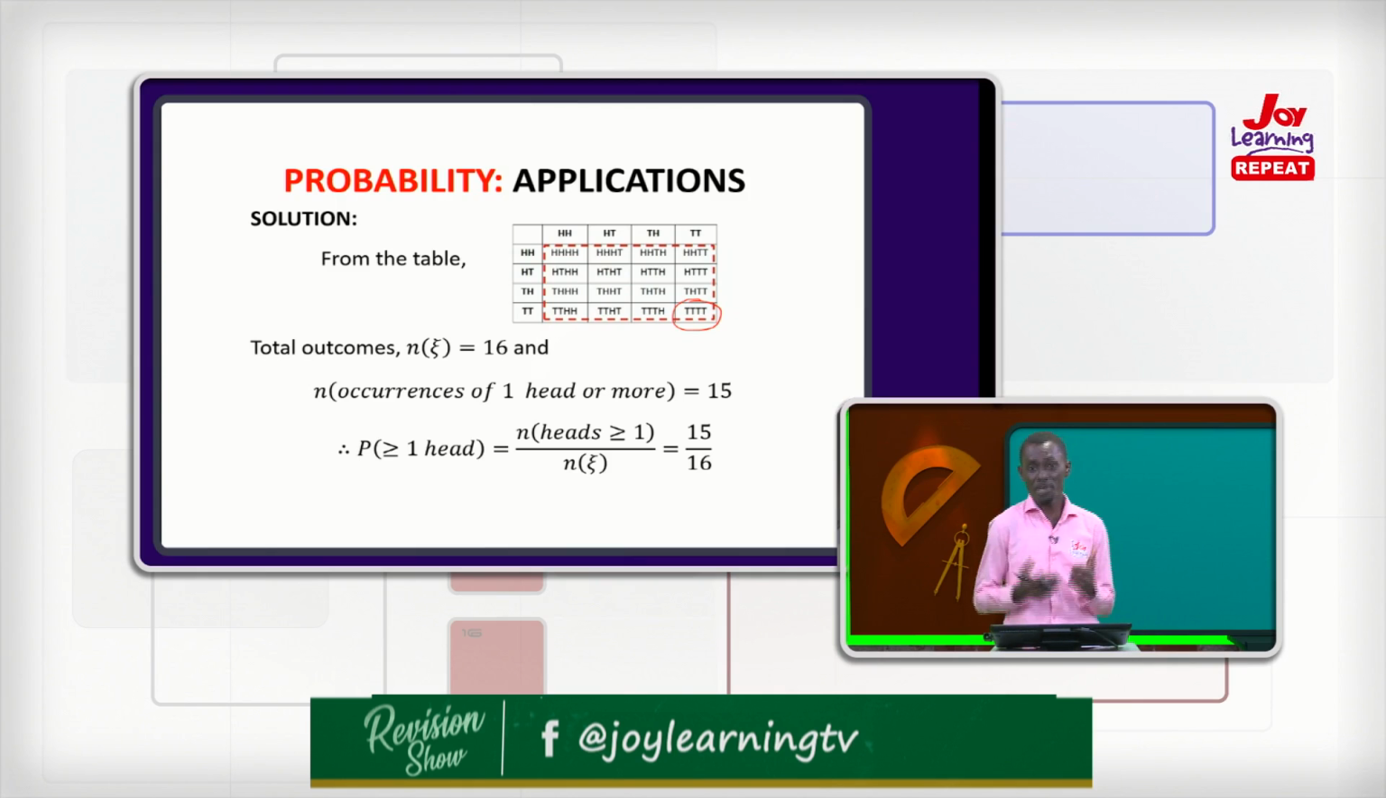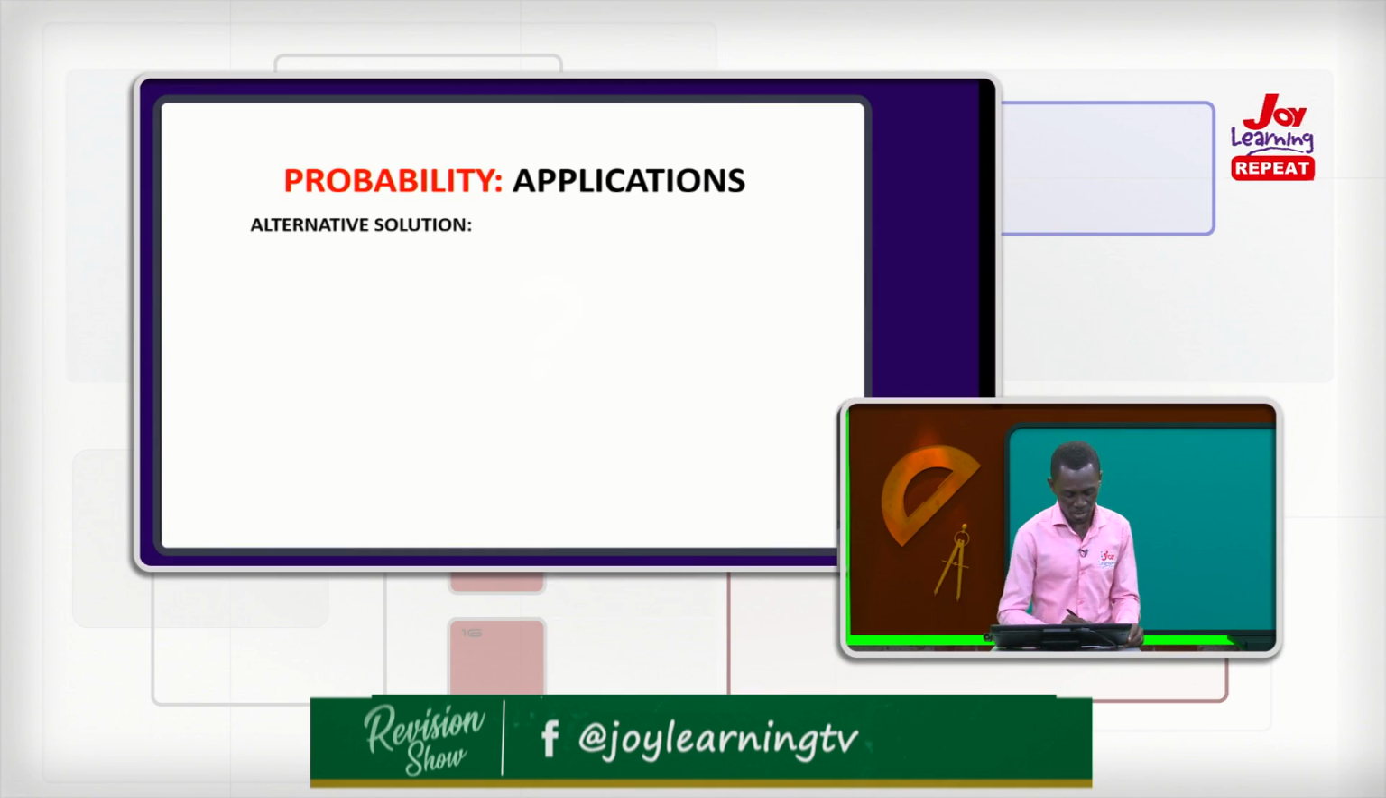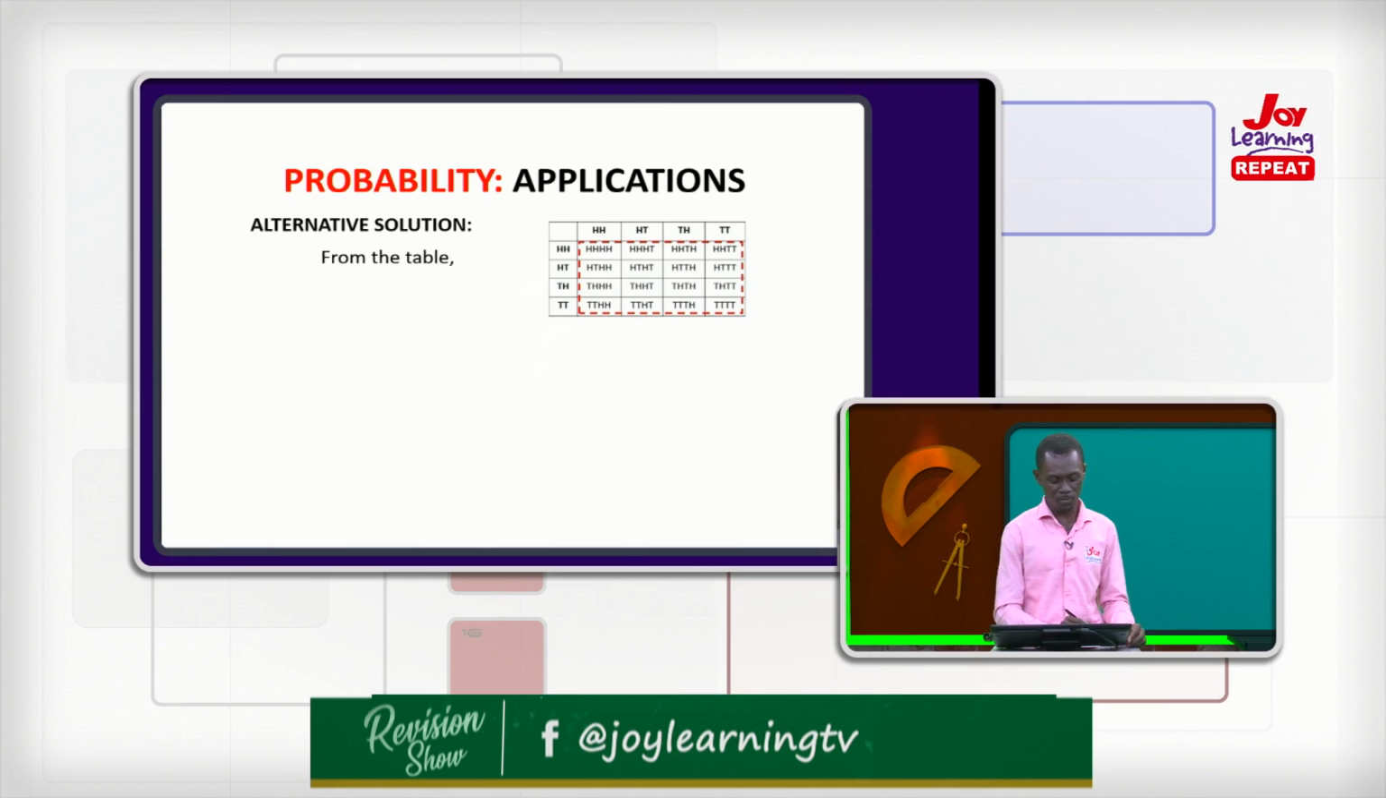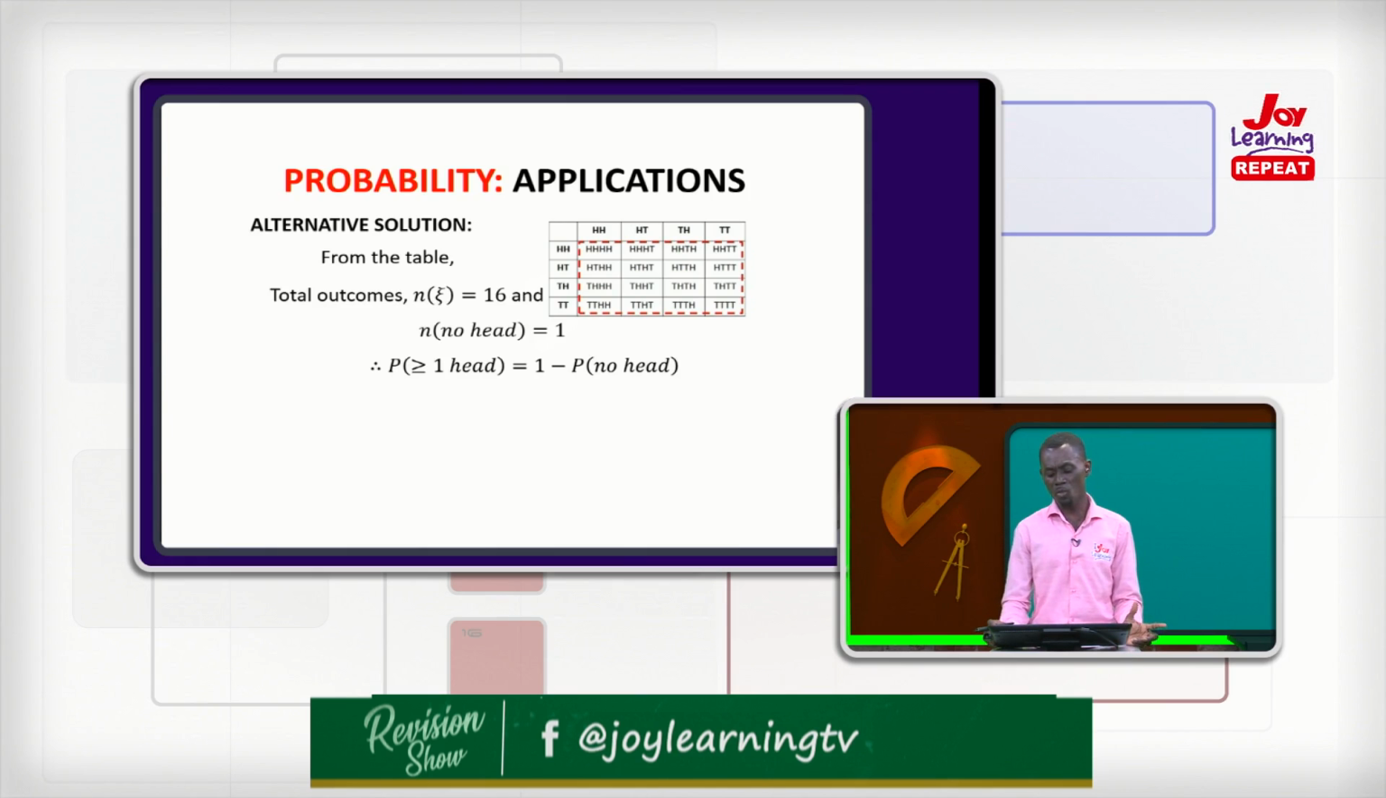All right. So there is another way of dealing with this same problem, which is even faster. What is that way? Instead of counting all the situations where there is at least a head, just look for the situation where there was no head and take it from 1. So, an alternative solution, look at the table. There's 16 outcomes, one situation where there is no head. So the probability of at least one head will be 1 minus the probability of no head.